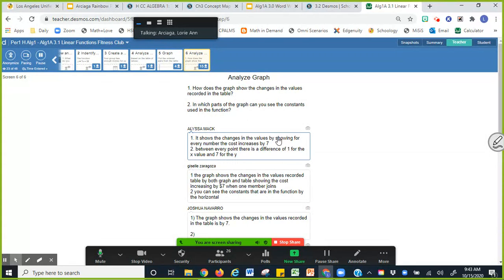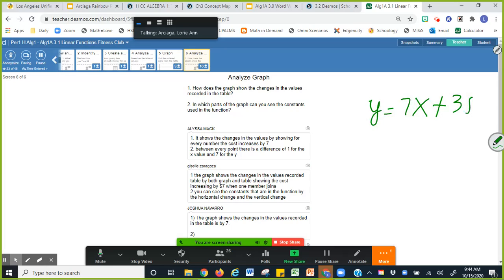That's for number 1 alone, right? How does the graph show the changes in the values recorded in the table? That's for number 1 alone. Now for number 2, in which parts of the graph can you see the constants used in the function? And remember, your function is y equals 7x plus 35.